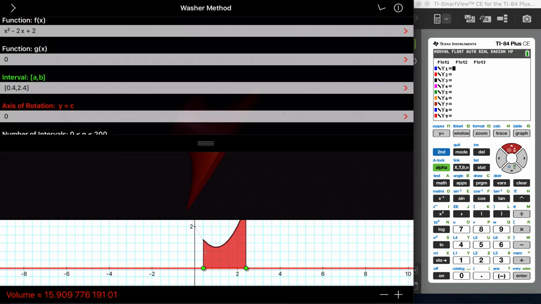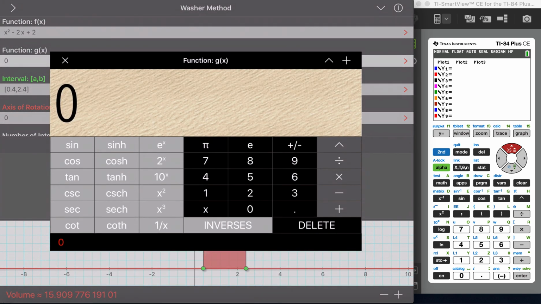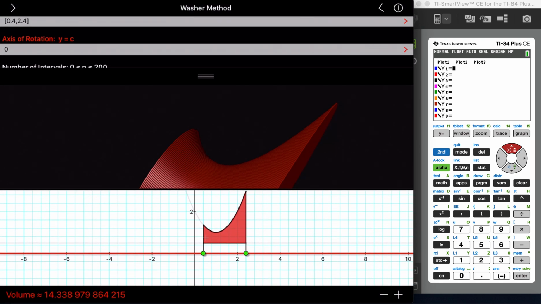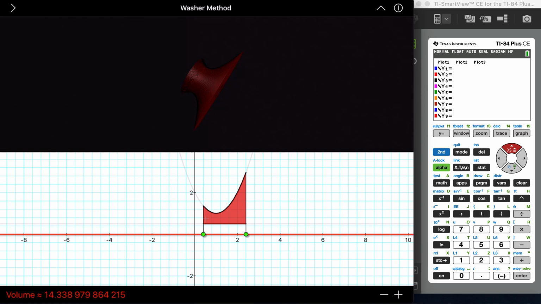So if I take this and make it go only to, say, 0.5, now you can see this is what we're talking about here. I stopped the thing short. And now if we look at this region, this solid, it's got a cylinder removed out of it. So that's why we have to subtract that inner cylinder.